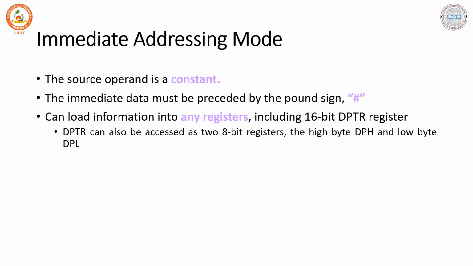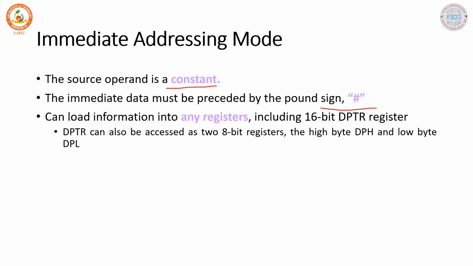To begin with, we have the first addressing mode, the immediate addressing mode. In the immediate addressing mode, the value we are going to use is a constant value which follows the opcode in the program memory. That means the source operand is a constant. The assembler denotes this constant value using a symbol called the pound sign, which you can call hash.